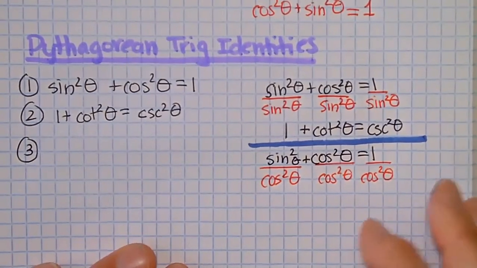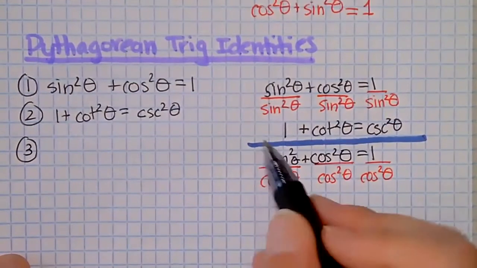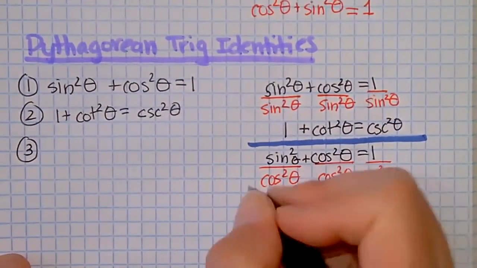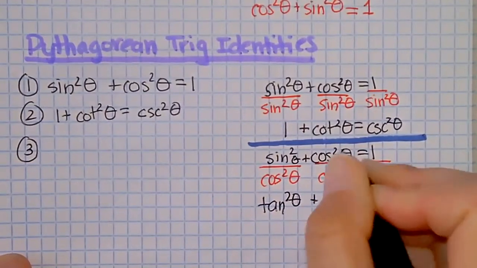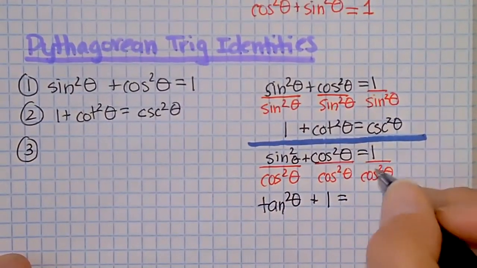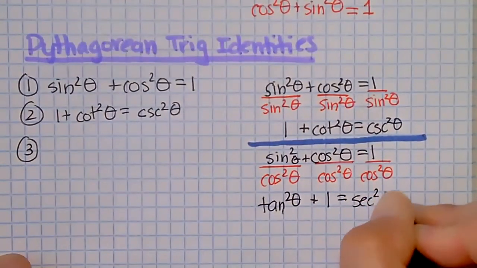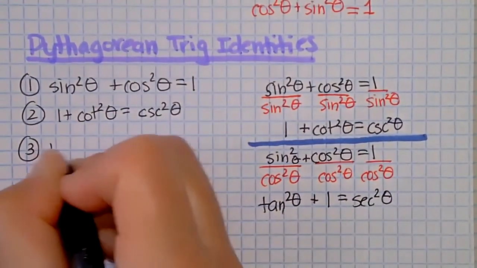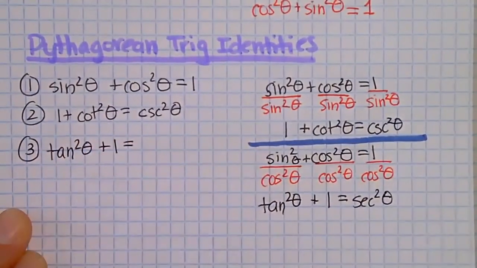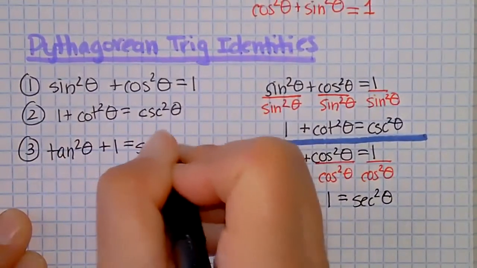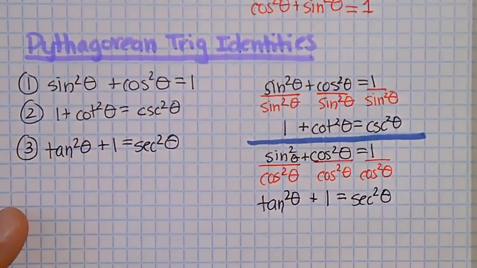You'll definitely see this in integrated 3, these relationships. So sine over cosine is tangent. So this is tangent squared theta. This is going to become 1. And 1 over cosine, that's secant, so this is going to be secant squared theta. So tangent squared theta plus 1 equals secant squared theta. And those are your Pythagorean trig identities.